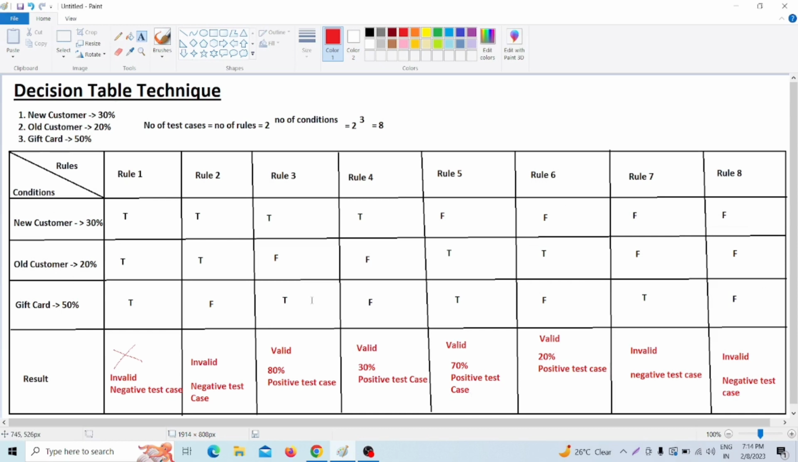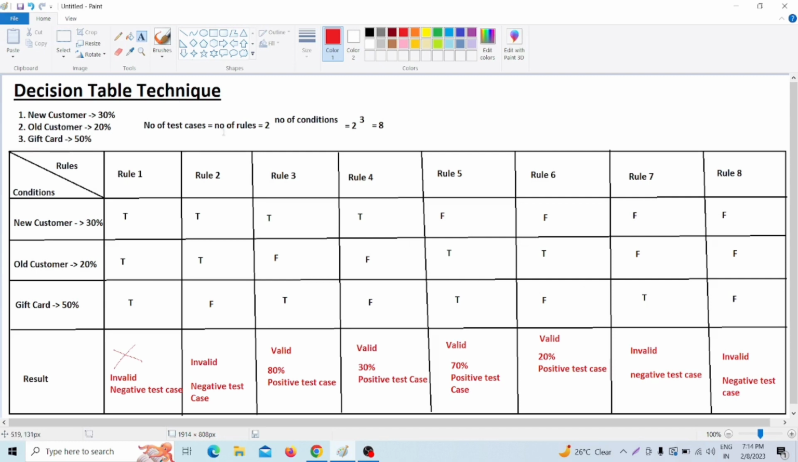Now here, one thing you observe is that you can get both positive test cases and negative test cases. That means we can cover 100% test case coverage. That is one of the biggest advantages of the decision table technique. If we follow the decision table technique, we can easily get 100% test case coverage.